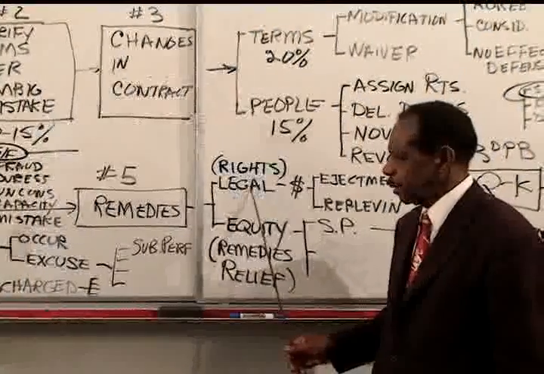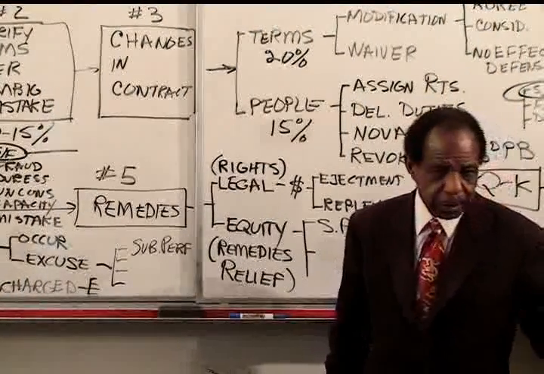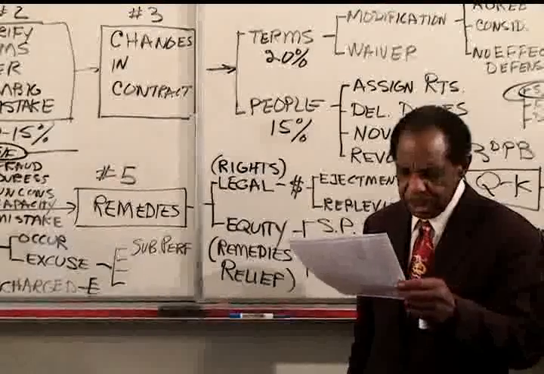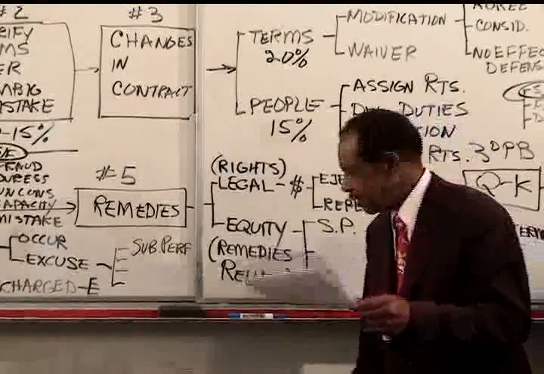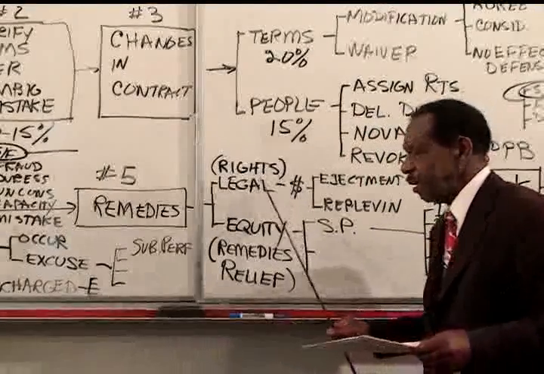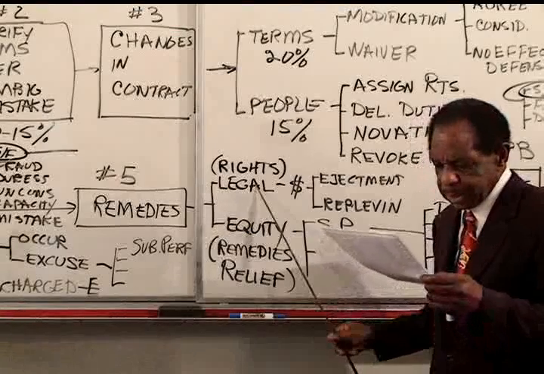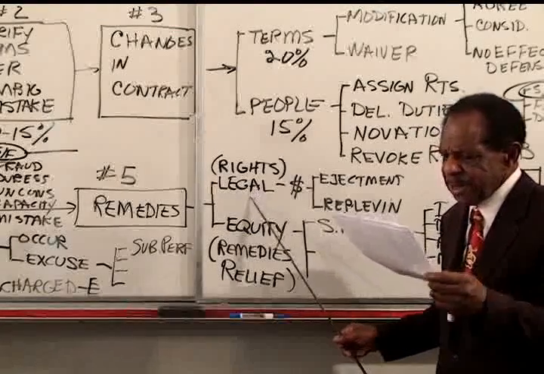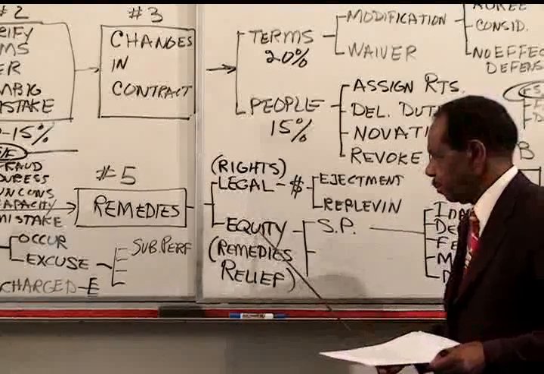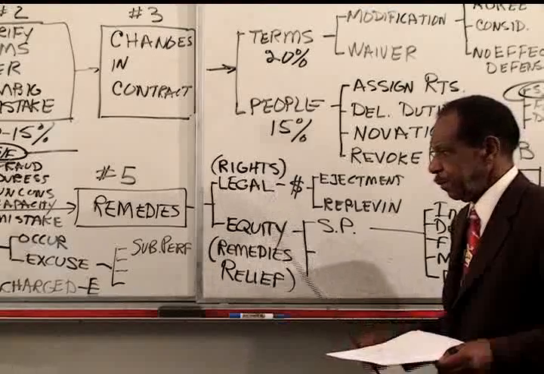Now take a look at this here in this case. What the bar examiners ask you, they say, what are buyer's rights? How much money is buyer entitled to? And it says, and to what relief and remedies? Here, equity. So they're asking you about both.